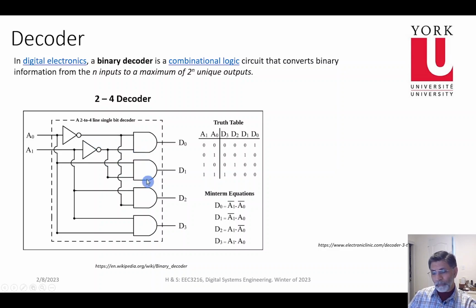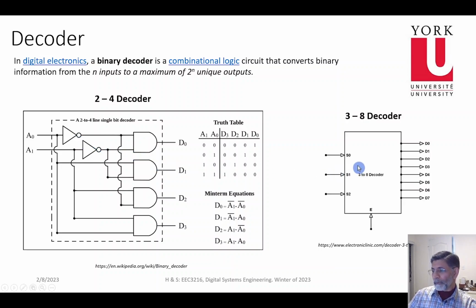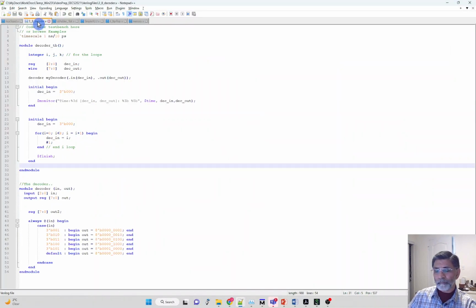In this particular case, you would have 4 NAND gates, 4 AND gates, and 2 inverters. This is a block diagram of a 3 to 8 decoder. Same principle: you have 3 inputs, so 2 raised to the power 3 is 8, so you have 8 different unique cases. So how would you implement a decoder in code? Let's now look at the code of a decoder.